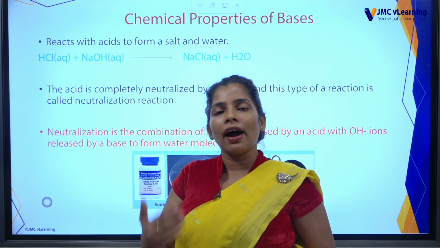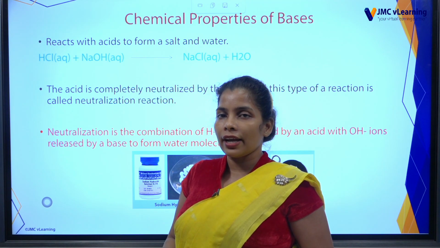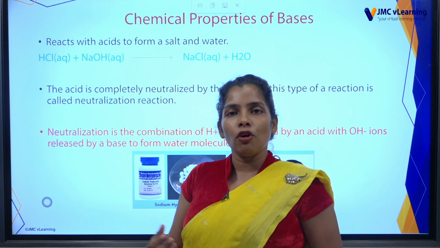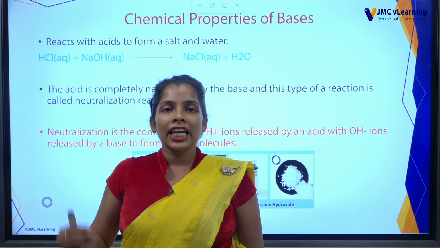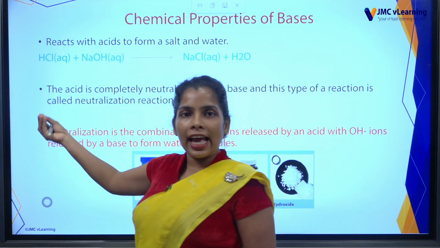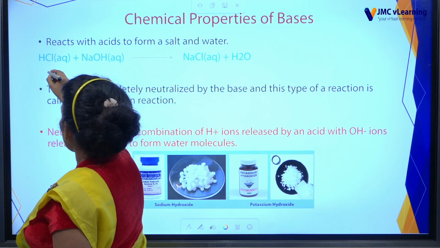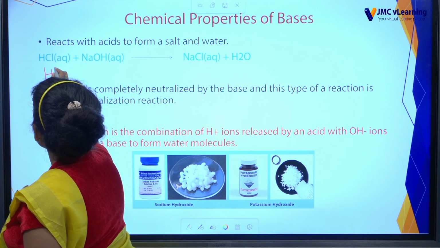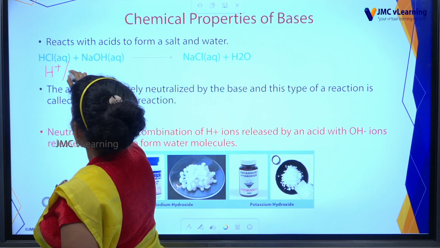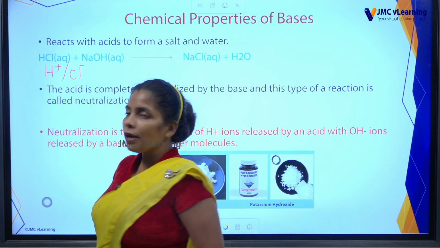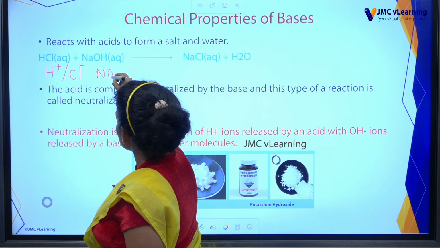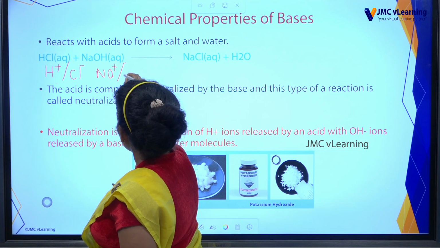So, this is hydrochloric acid. The combination of hydrochloric acid and sodium hydroxide. So, what are the things that they are releasing? Sodium chloride and water. Now, we can see how to write this equation. Hydrochloric acid you can write H+ and Cl-. Sodium hydroxide you can write Na+ and OH-.